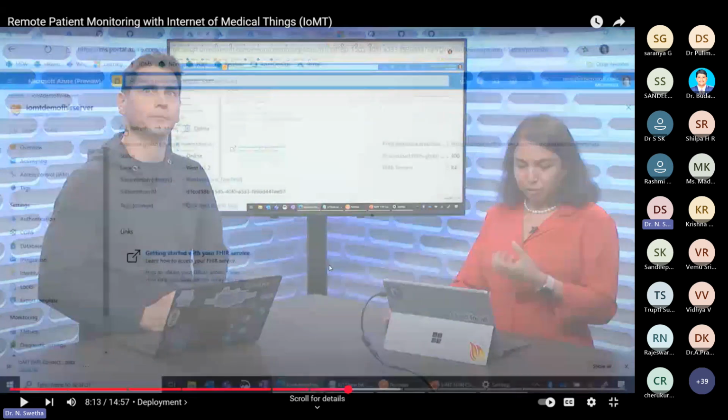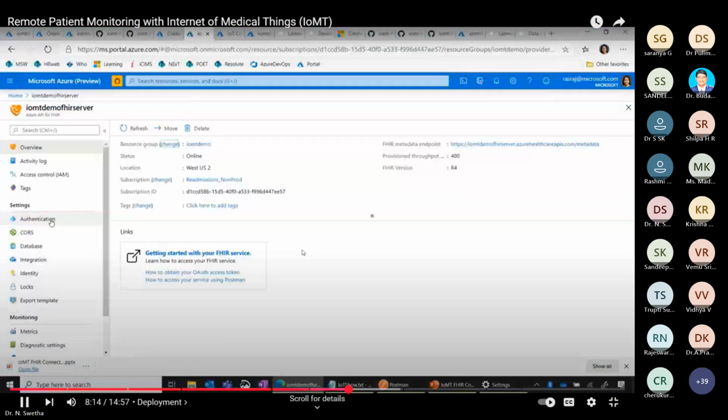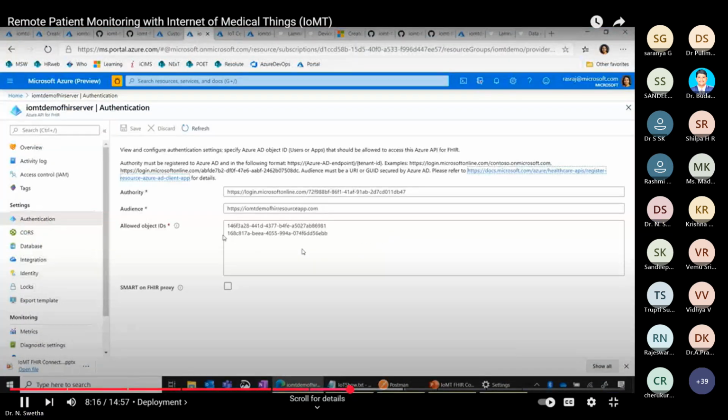Now you understood, right? You are reading the data from the devices to Azure, and then through a connector, that is the endpoint, you're pushing it into the server. That is what is actually happening here. Yeah, this is the authentication key.